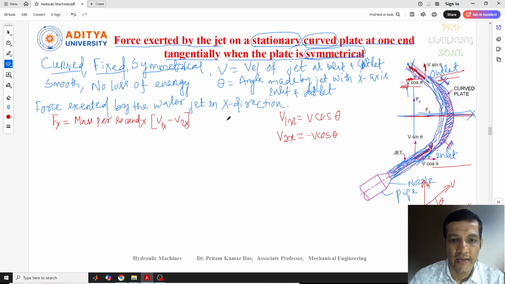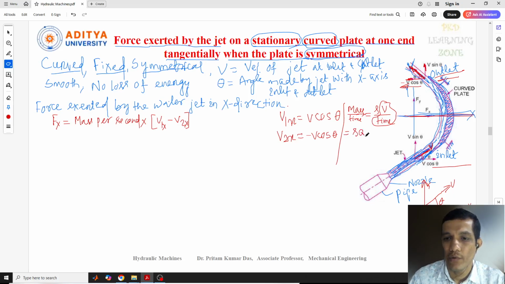Now, very simple. The mass flow rate per second, we already know how to identify this. This is nothing but mass per time, mass per second. We can write mass as rho into volume, so mass per time is rho into volume per time. Volume per time is meter cube per second, which is nothing but the discharge. So you can write rho into Q.